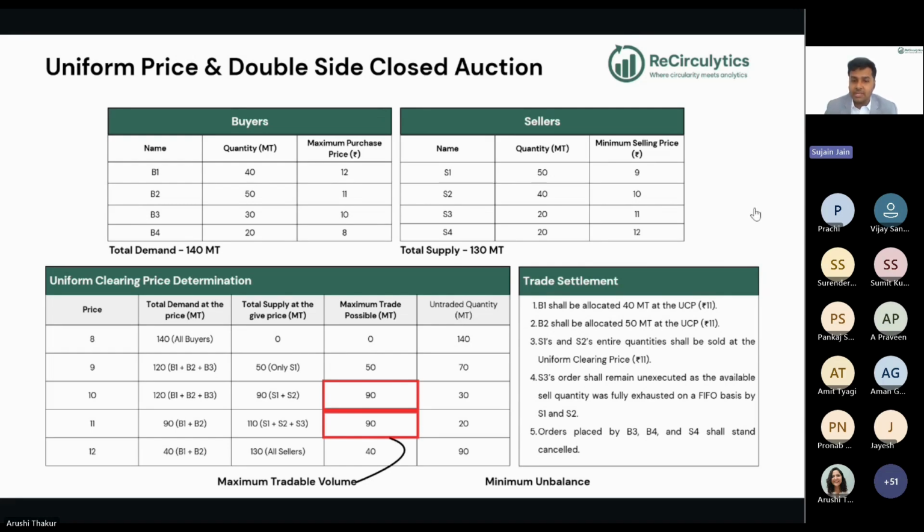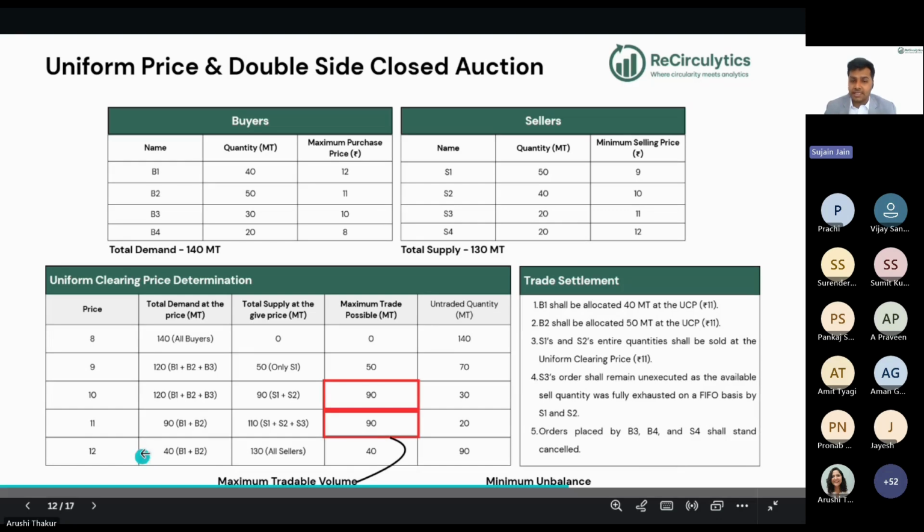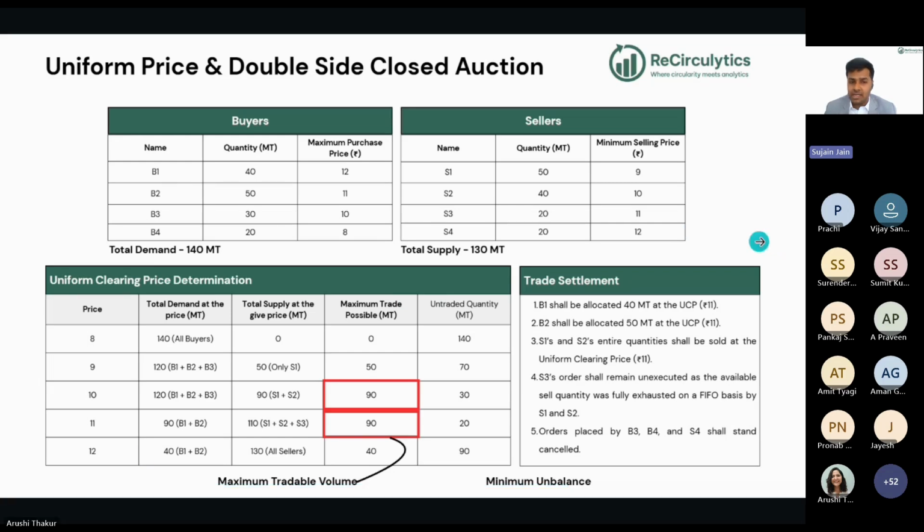Accordingly, as per the trade settlement, B1 will be allocated 40 tons at 11 rupees. B2 again will be allocated 50 tons at 11 rupees. S1 and S2, who had put the minimum selling price below 11 rupees, their orders would be cleared. S3, while they had put the bid at 11 rupees, but since there is no demand, their orders will not be cleared. So S4 and B3 and B4, their orders will be cancelled.